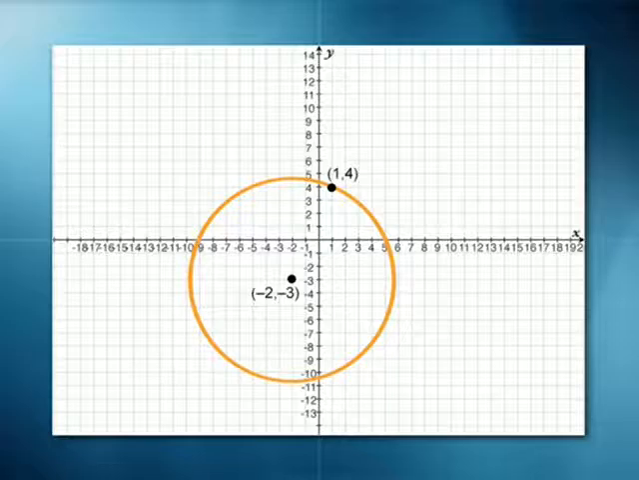There's the center at -2, -3. The point 1, 4 is indicated on the circle, and all the other points are the same distance away from the center. So let's analyze another equation, and we'll discover that this is also a circle, but it's sure not written in the standard form.